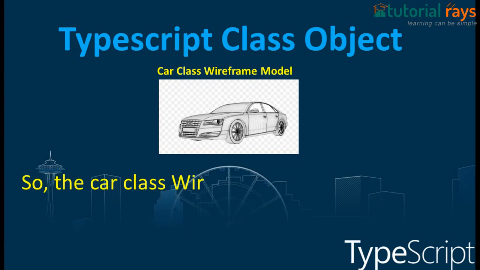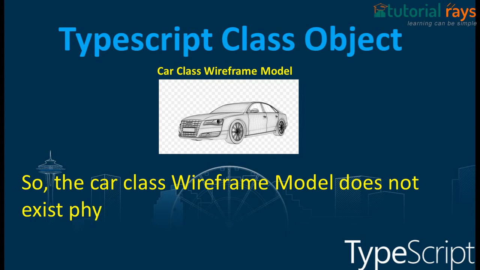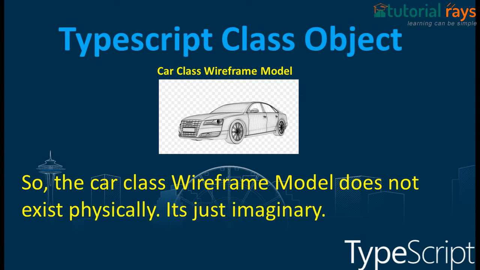Now let's see this example. Suppose the car company is going to manufacture or create a car. So what does it do? It just creates a wireframe, just creates a model, just a model in the blueprint, maybe with the hand or maybe in computer. So it is imaginary. It is just a prototype. You cannot drive it. You cannot do any work with this. Just a model.